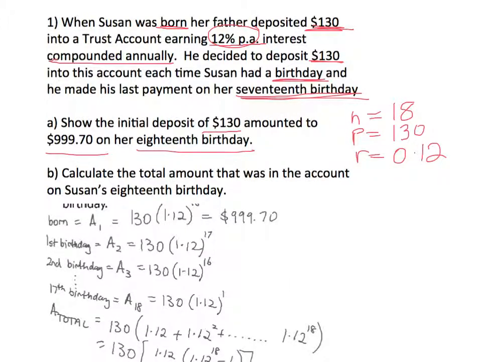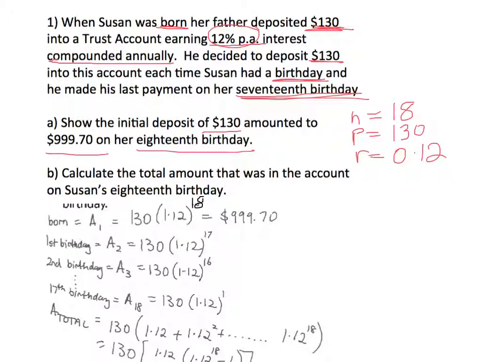A1 is that first deposit of 130 times 1 plus r to the power of 18. That little 18's been cut off. And when you put that in your calculator, you get $999.70, which is what part A of this question has asked you to show. Then part B says calculate the total amount that was in her account on Susan's 18th birthday.